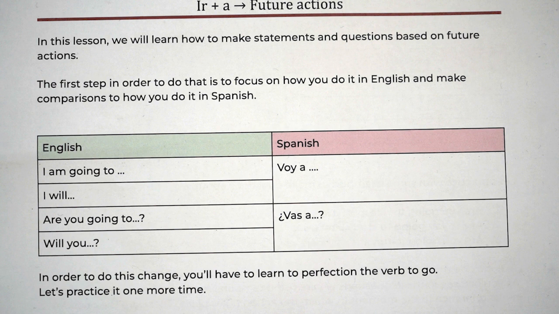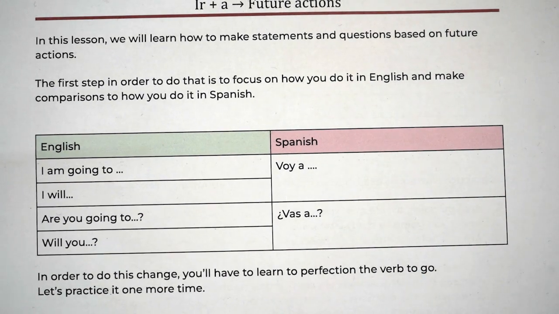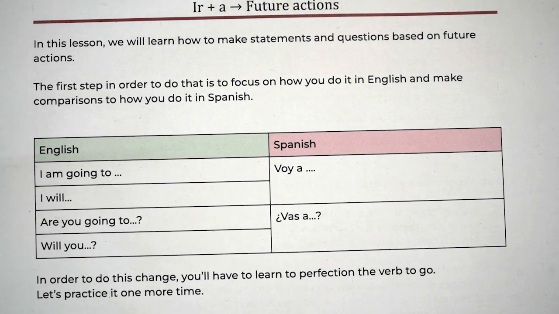In this lesson, we will learn how to make statements and questions based on future actions. The first step in order to do that is to focus on how you do it in English and make comparisons to how you do it in Spanish. I am going to or I will be translated as voy a, or are you going to or will you be translated as vas a.